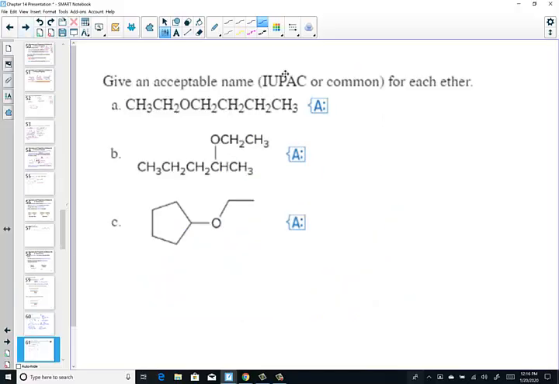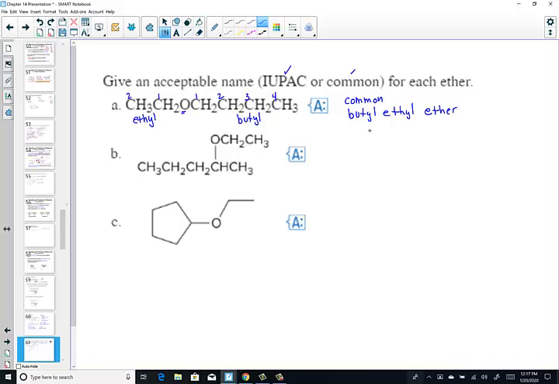It says give it an IUPAC or a common name for each of the ethers. So here's my oxygen linkage. I have a 2-carbon chain here, so that's ethyl. And I have a 1, 2, 3, 4-carbon chain there, so that's butyl. So a common name would be simply alphabetizing. We would have butyl, ethyl, ether, all separate words.